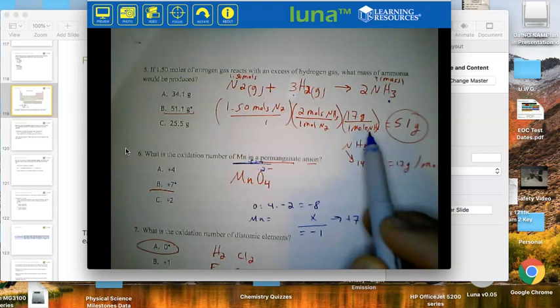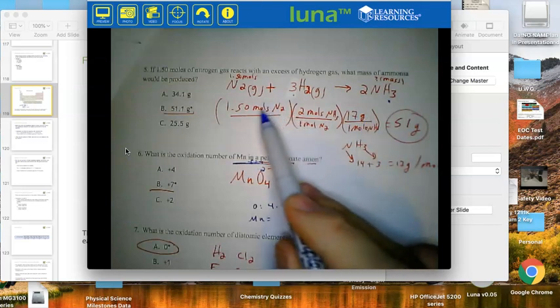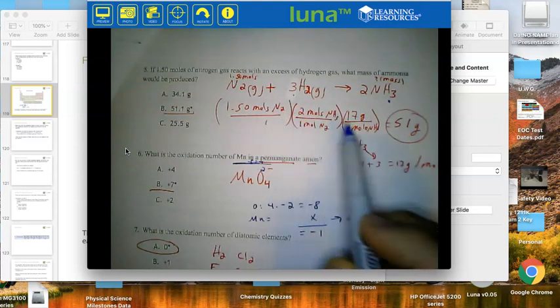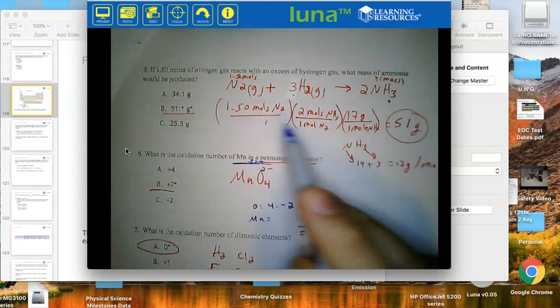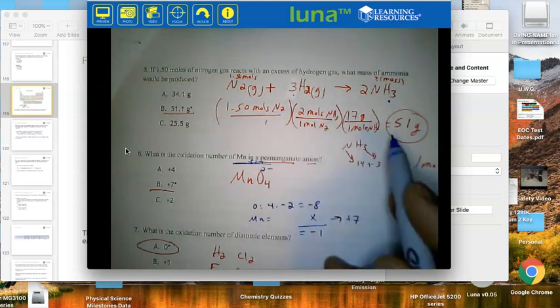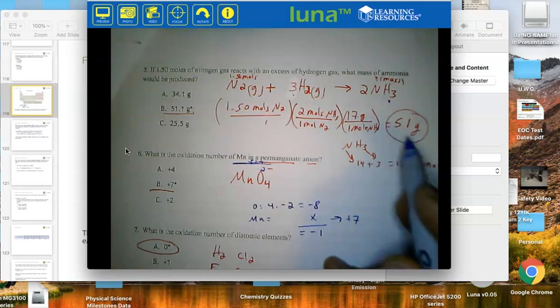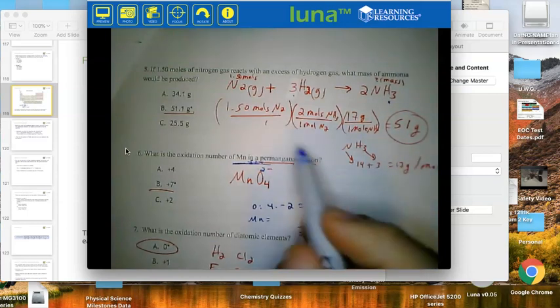Okay, so the units for moles of ammonia cancel out. I'm left with grams of ammonia, which is what I want. Now I just do the math here. Multiply 1.5 times 2 times 17 over, and that's all 1, so over 1. So I get 51 grams roughly, okay?